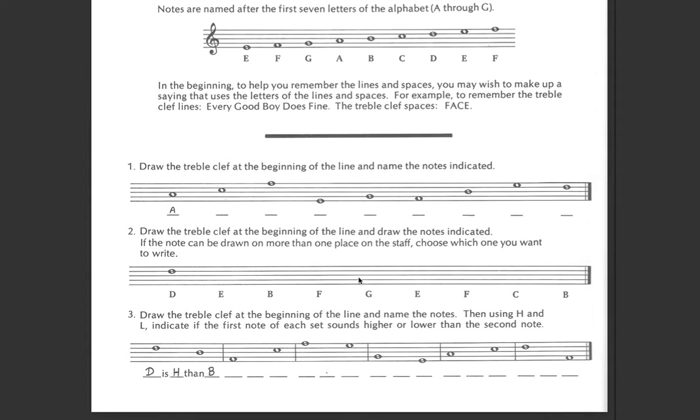Now, they're going to have you draw the notes now. So they've already identified which notes they want you to draw. You're just going to have to find them and draw them. Keep in mind there may be more than one correct answer. So, for example, with E, we know every good boy does fine for the lines, so that can be an E. We also know F-A-C-E for the spaces, so this is also going to be an E, that space right there. Let's do one more. Spaces, no, lines. Every good boy does fine. So that middle line, that's going to be B.